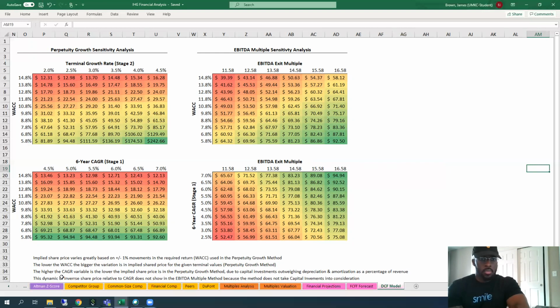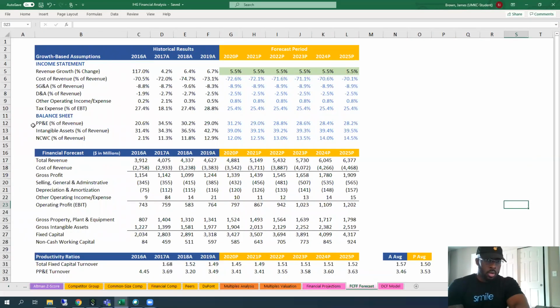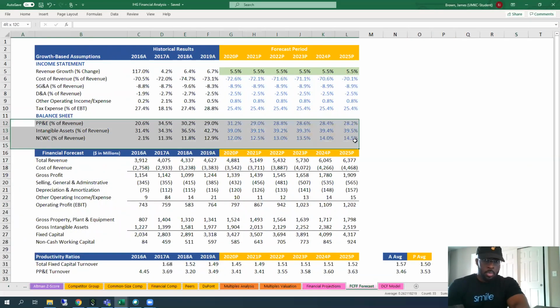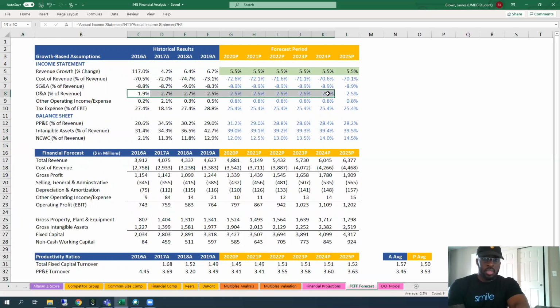The higher the compounded annual growth rate variable is, the lower the implied share price is in the perpetuity growth method. That's due to capital investments outweighing depreciation and amortization as a result, as a percentage of revenue. That can be seen right here, where my projected percentages as well as the historical percentages are a lot higher than what they have been for depreciation and amortization.